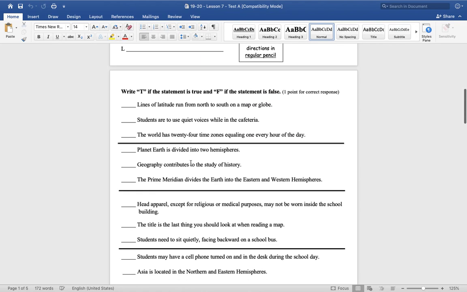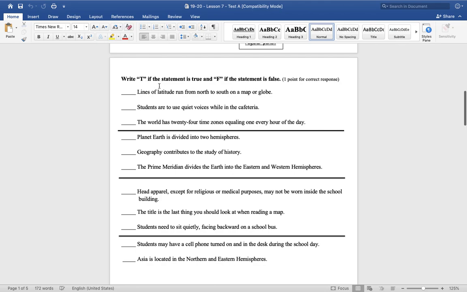The directions for true and false state, write a capital T if the statement is true and a capital F if the statement is false. I'm going to read each statement now. If you don't want the test read to you, you can pause this video, you can read them and do them yourself, and then you can restart it for the next set of directions. Lines of latitude run north to south on a map or globe.